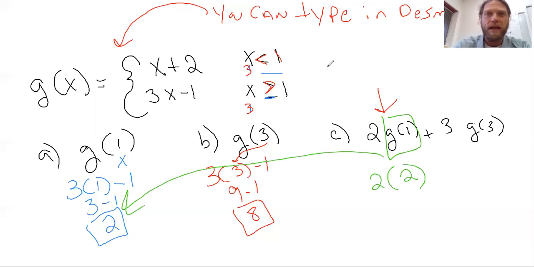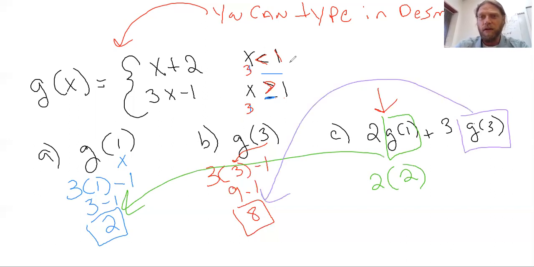And then I automatically know what g of 3 is right there. Well, where's g of 3? Well, g of 3 is 8. So all this says is, well, let's do 3 times 8. And then we've got this right in the middle. It says to add them together. Okay, well, let's add them together.